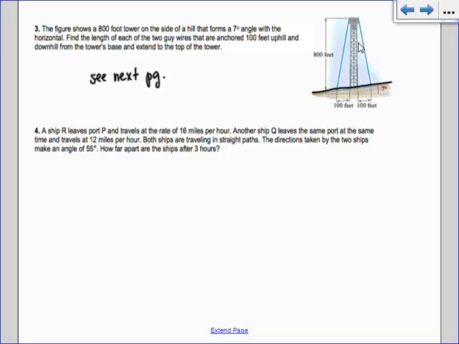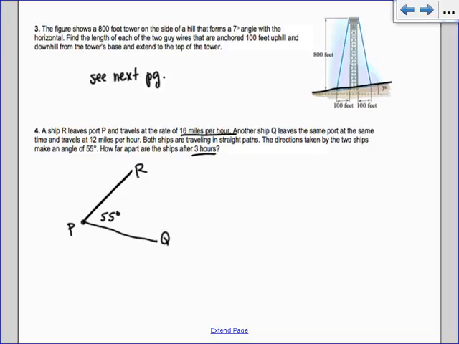So it says ship R leaves port P and travels at a rate of 16 miles per hour. Another ship Q leaves the same port at the same time and travels 12 miles per hour. Both ships are traveling in straight paths, and the angle created is 55 degrees. So the angle between them is 55 degrees. So how far apart are the ships after 3 hours? There will be a lot of problems where they don't tell you exactly what this distance is. You have to find it.